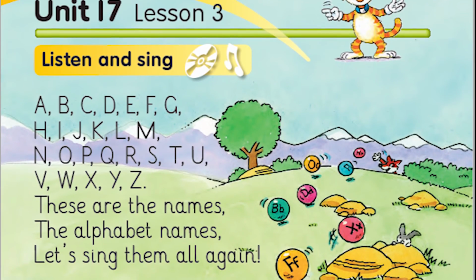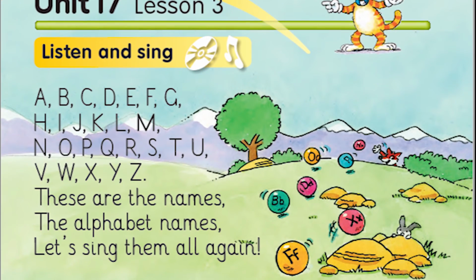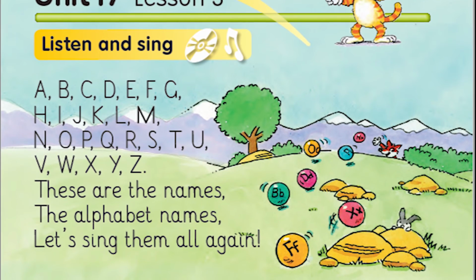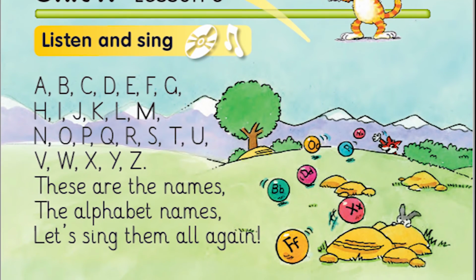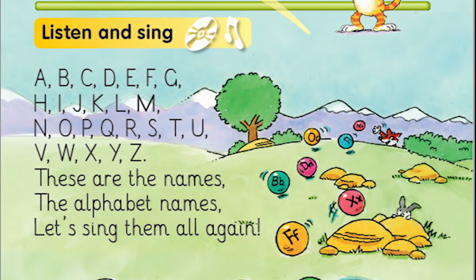A, B, C, D, E, F, G, H, I, J, K, L, M, N, O, P, Q, R, S, T, U, V, W, X, Y, Z. These are the names, the alphabet names.